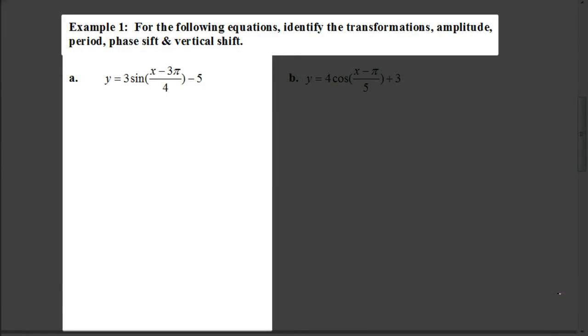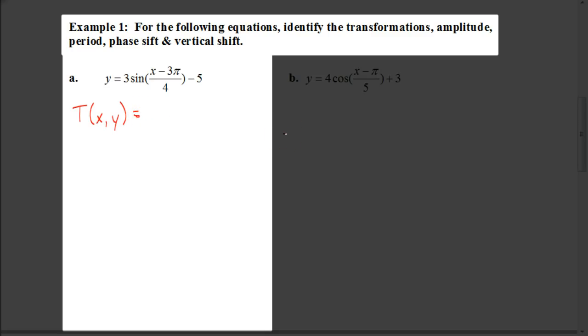In this first example, we have the equation y equals 3 times the sine of (x minus 3 pi) all divided by 4, and then we're subtracting 5. Now, looking at the equation like this, it's really hard for me to know what's going on with the graph. So that's why it's important for us to pull apart from this what our translation and scale change are. So let's start with the translation.